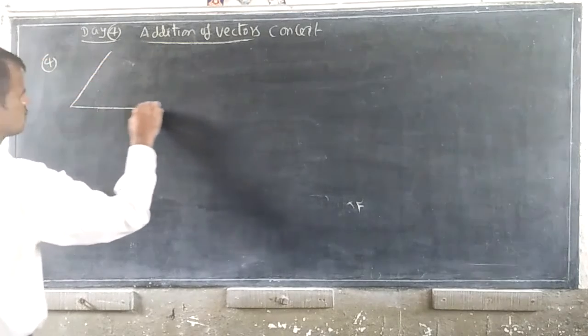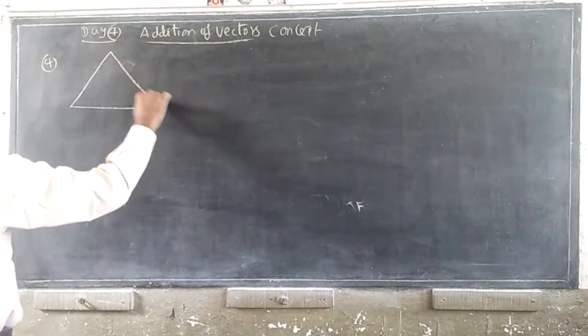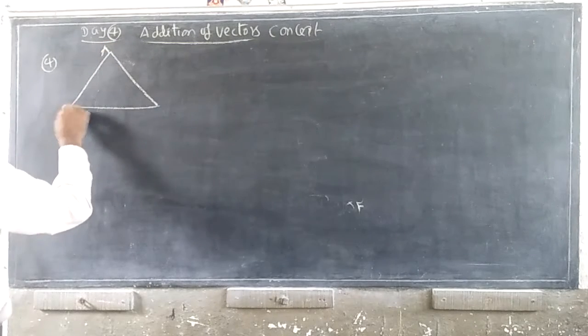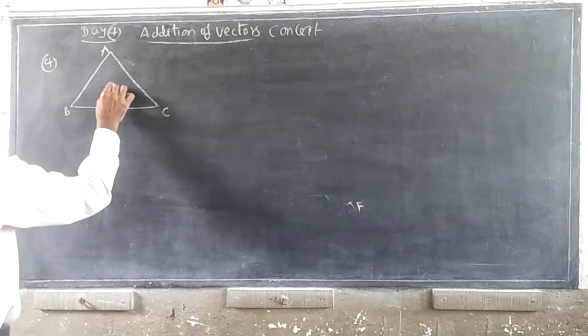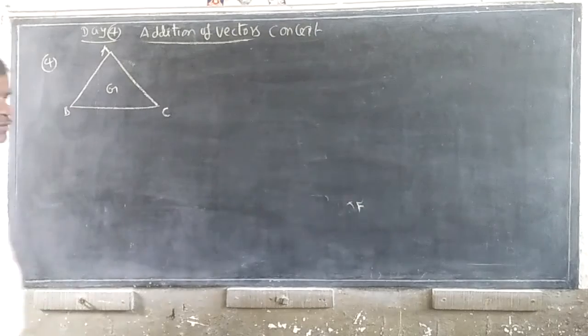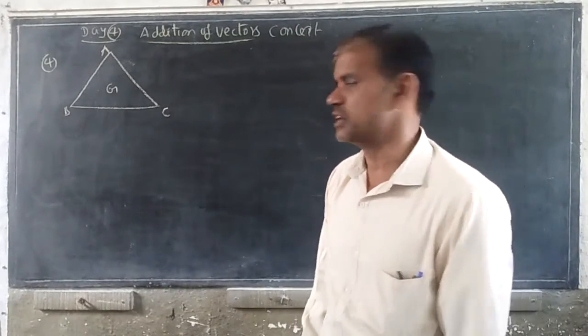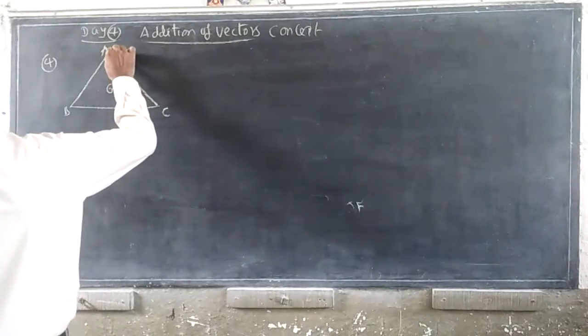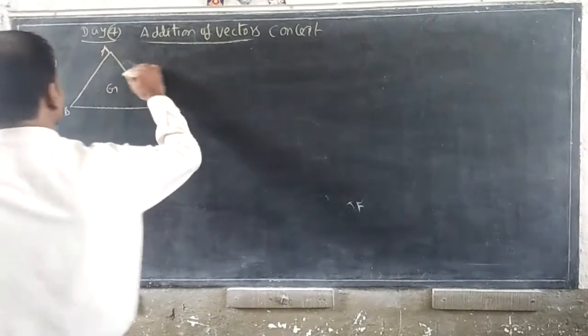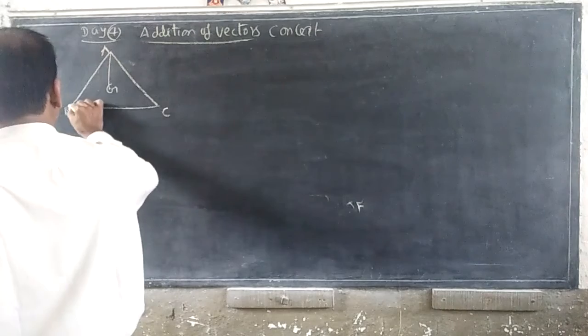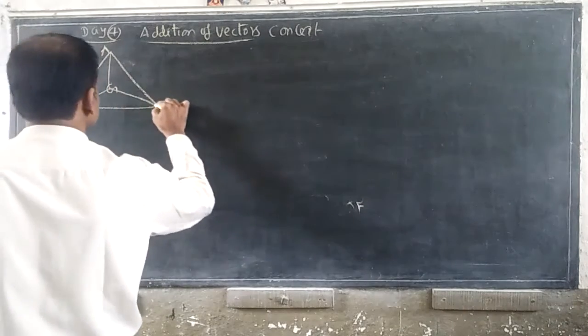Draw the triangle, put here A, B, C, let G be the centroid. What is the meaning of centroid? It is the point of concurrence of medians. So join like this. Of course, directly you can write GA, GB, GC.